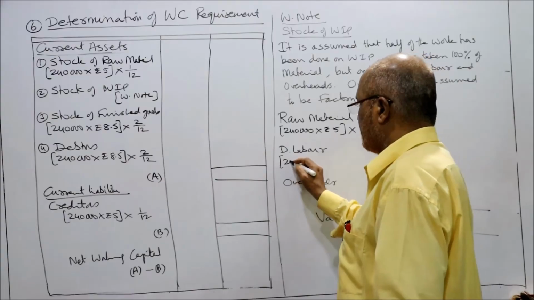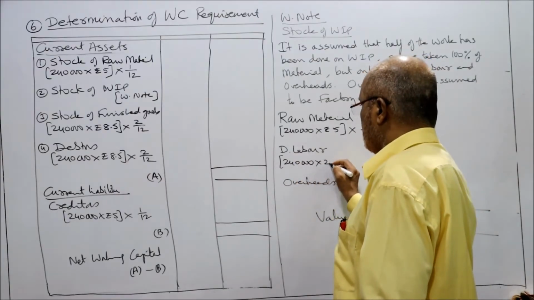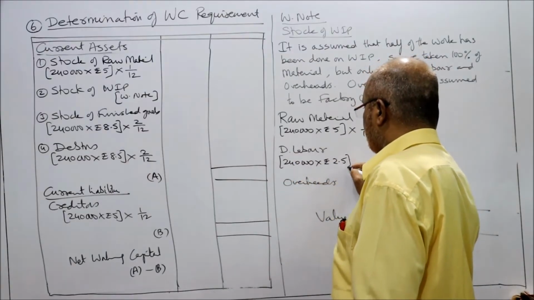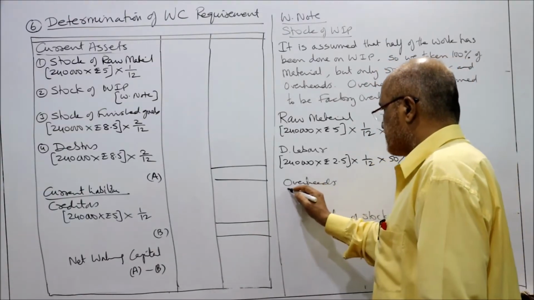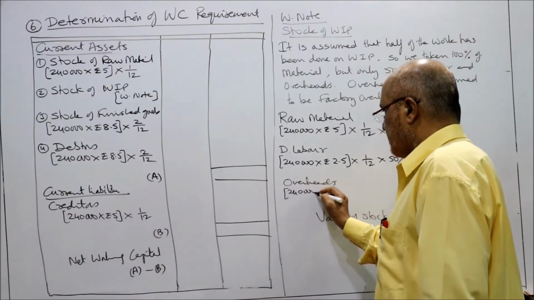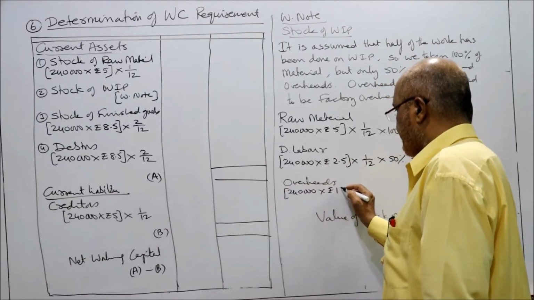उसी तरह direct labor, 2,40,000 into rupees 2.5 into 1/12 into 50%. 2,40,000 into rupee 1.